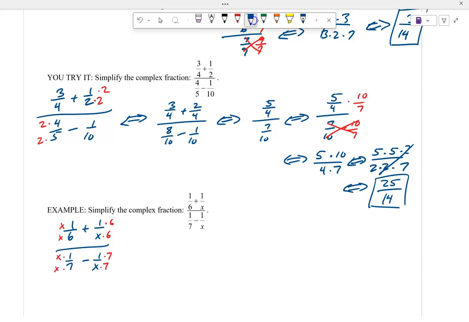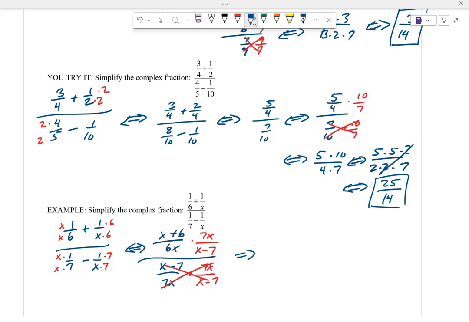So now I have common denominators: x plus 6 all over 6x. On the denominator, I have x minus 7 all over 7x. So now I can keep, change, flip. I have one fraction on the top over one fraction on the bottom. That's the ideal. Now I can go ahead and multiply by the reciprocal.